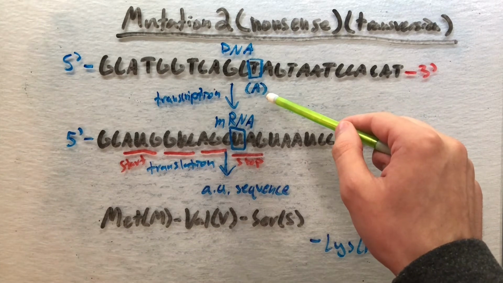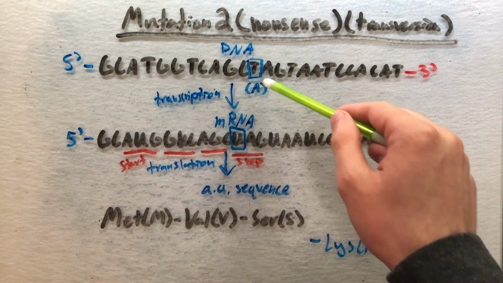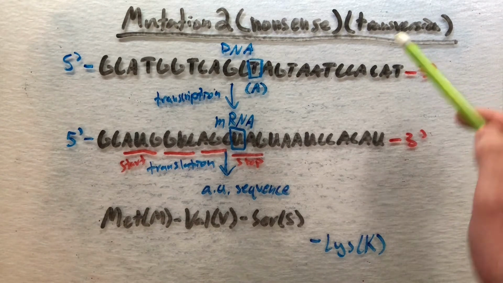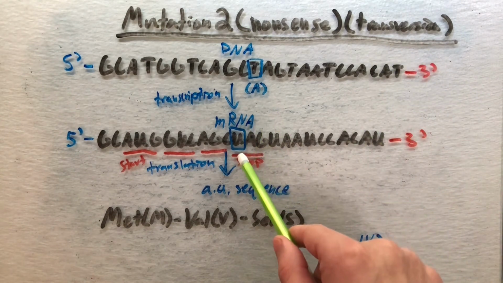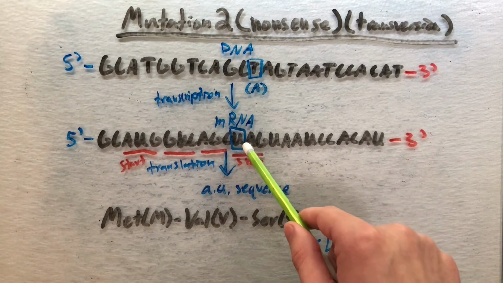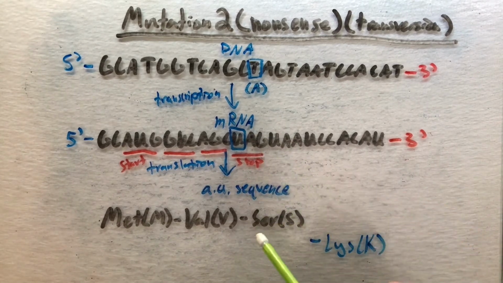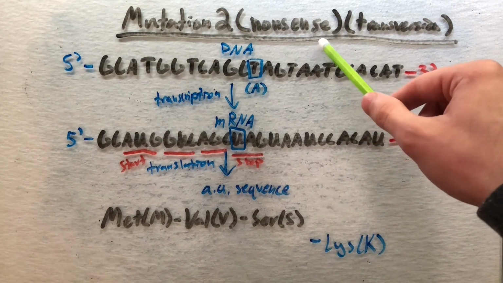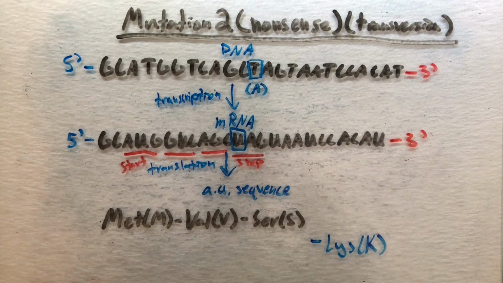In our next mutation, in the mutated sequence, we have a point mutation at this position, from an A in the original sequence to a T in the new mutated sequence, making this a transversion. After transcription, we have a U in this position, which prematurely terminates the sequence. So the new amino acid sequence is methionine, valine, serine, and it lacks the lysine that the original sequence had. This makes it a nonsense mutation, which is classified by the premature termination of the amino acid sequence.